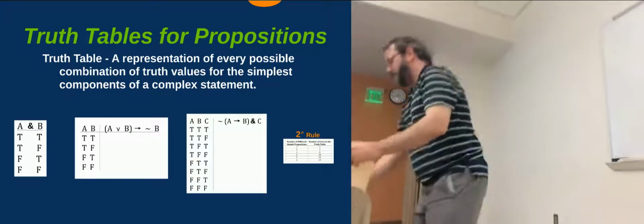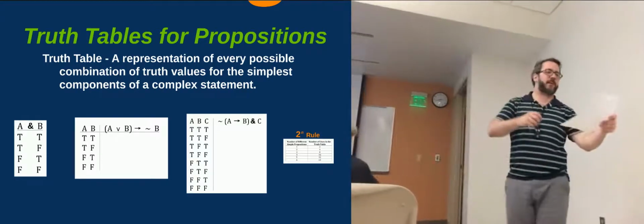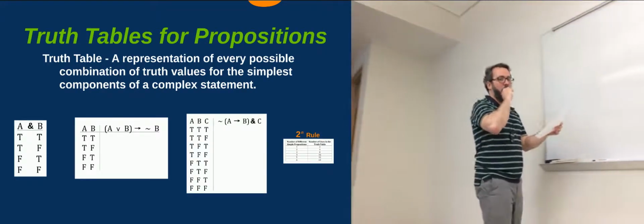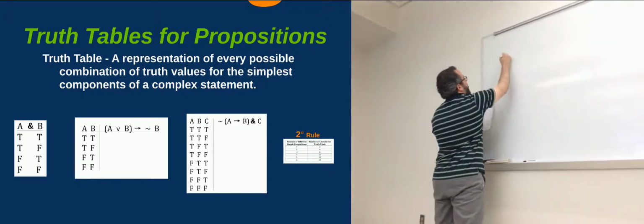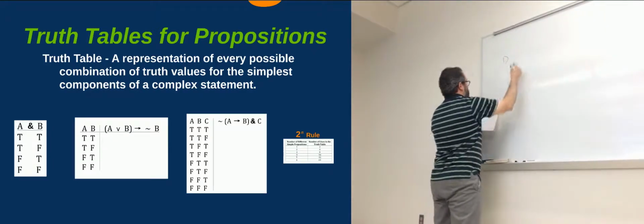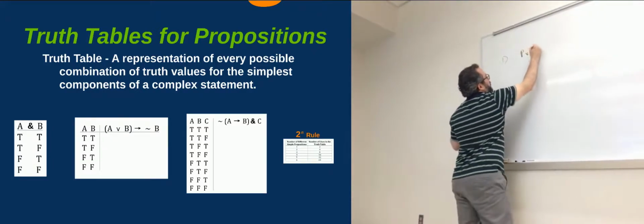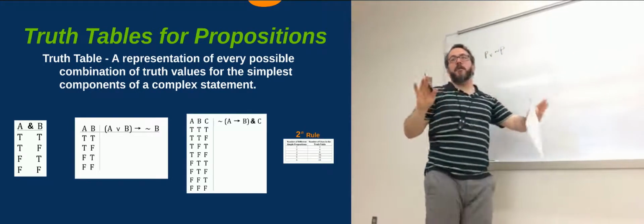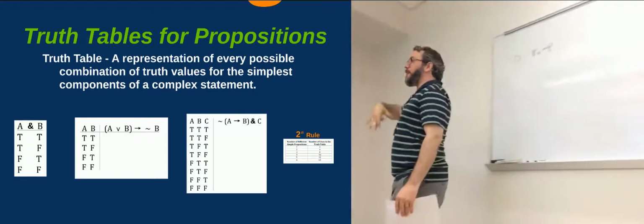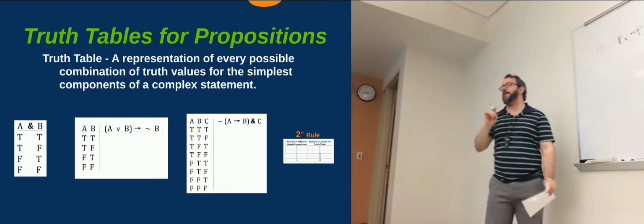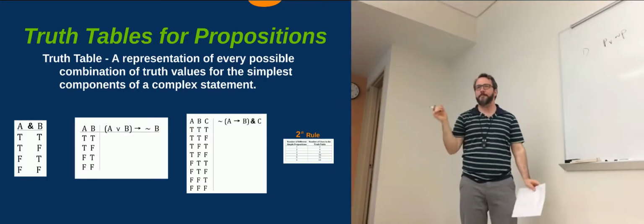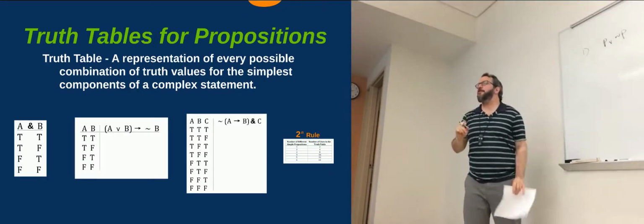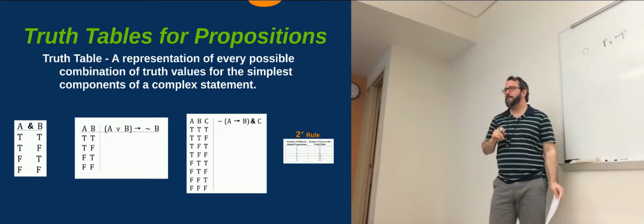Thanks. So the first one on this worksheet, if you haven't gotten it yet, that's okay, I'll write it out. The first one on this worksheet is P or not P. I want you to make a truth table for this and tell me under what conditions this statement is true. How many lines is this truth table going to have?